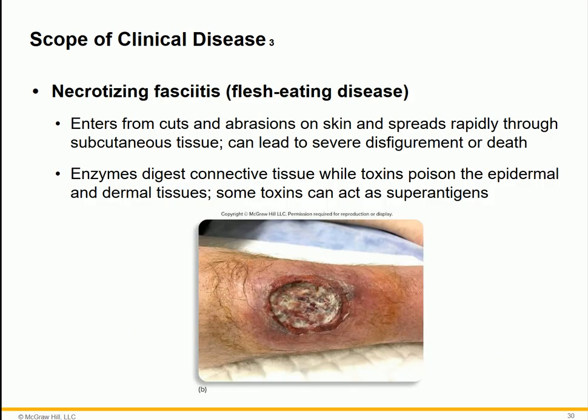This is another skin disease. It's called necrotizing fasciitis. It is also known as the flesh-eating disease. And this tends to happen because of those enzymes that we talked about. Hyaluronidase enzyme is one of them that helps the spread of that infection into the muscles and into the underlying bones.